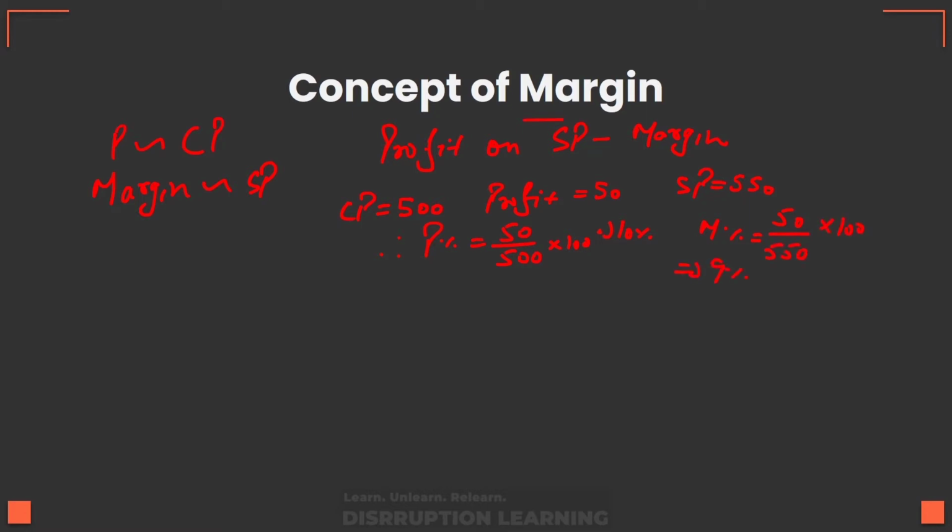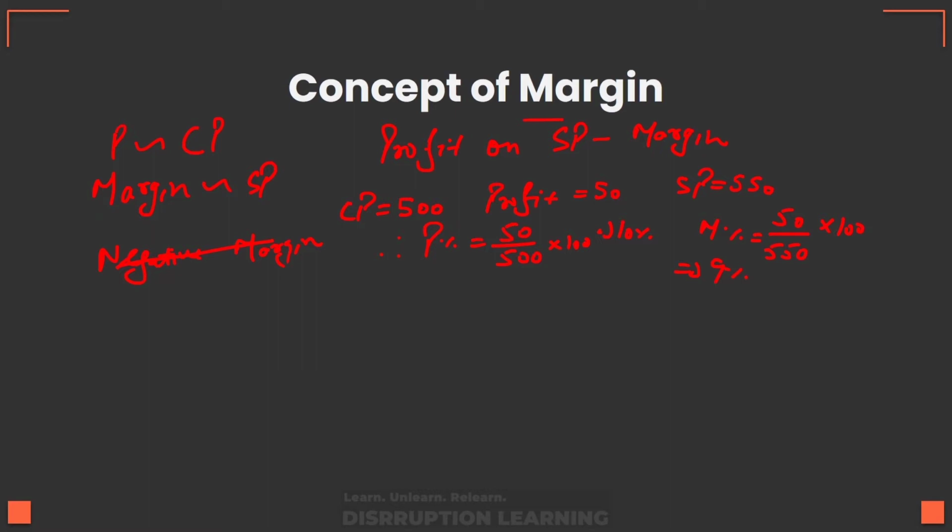So as simple, as basic as that, margin is simply profit on sale price. Very simple, very plain. You do not need to bother much about it. Now one more thing here is that we do not deal with anything called negative margin, right? Margin is always there when there is profit. If there is loss, you can call it loss on CP, but margin is always positive. Margin is the case when there is profit.